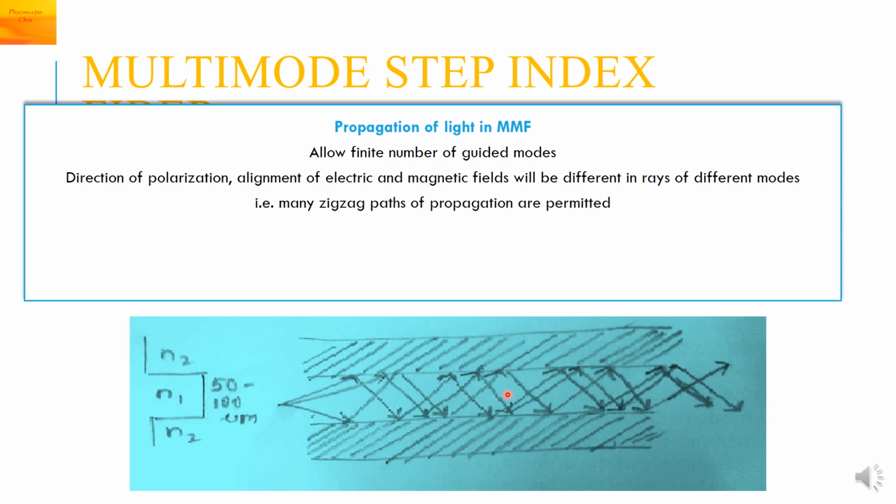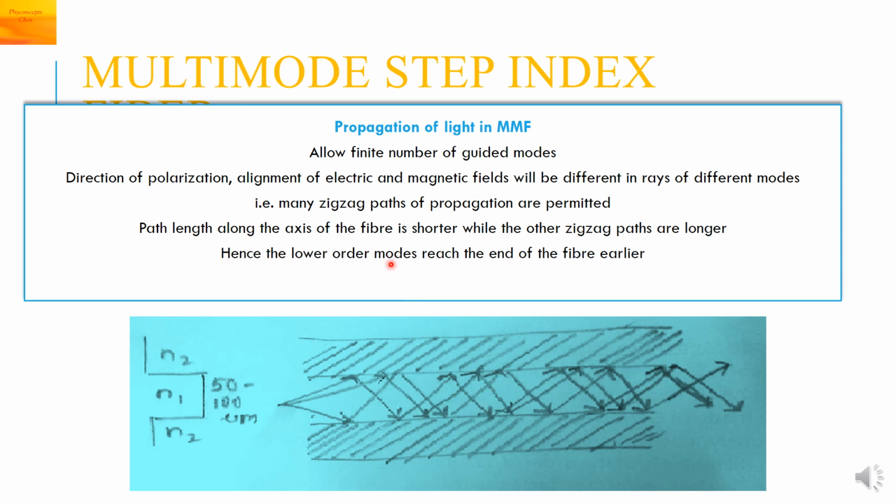So you can find many zigzag paths of propagation inside the core. The path length along the axis of the fiber is shorter, while the other zigzag paths are longer. You can see that the ray of light going along the axis will reach earlier compared to the other rays of light going in a zigzag manner, because they are suffering total internal reflection at the core cladding interface.